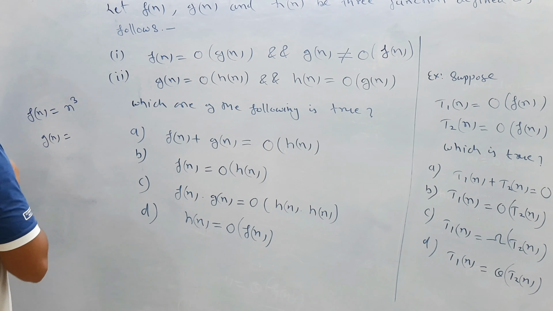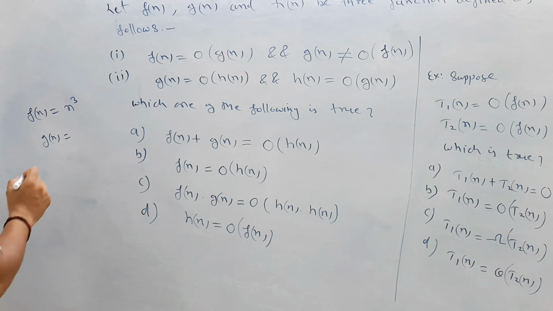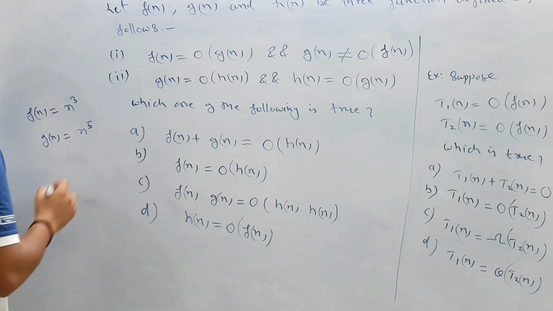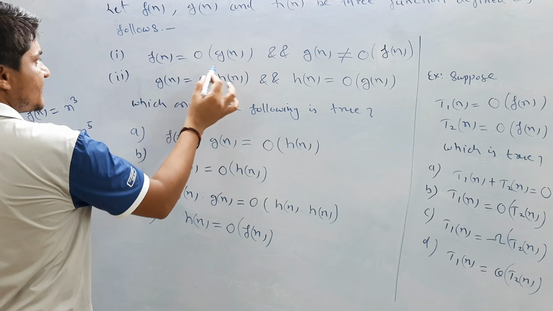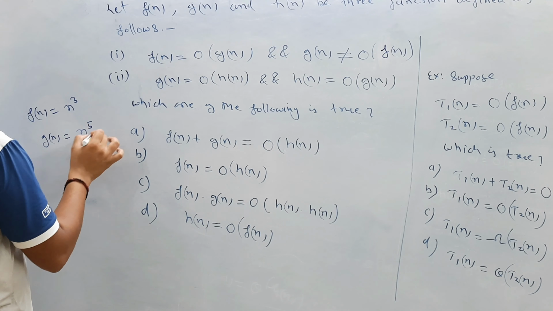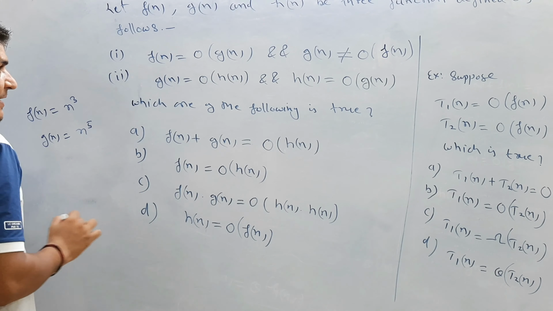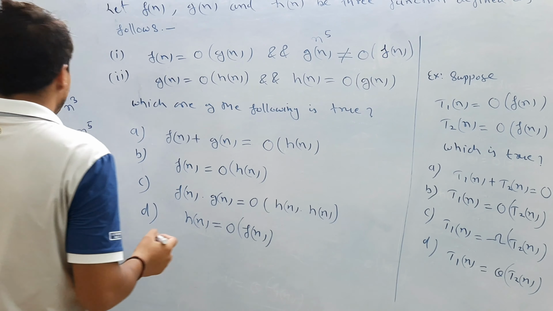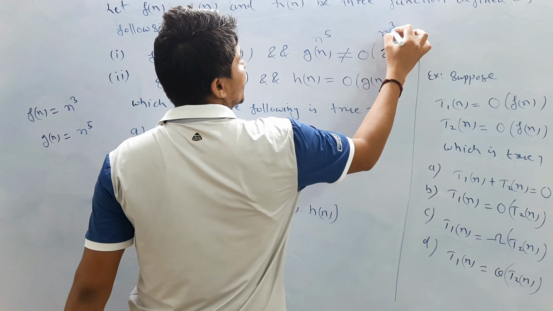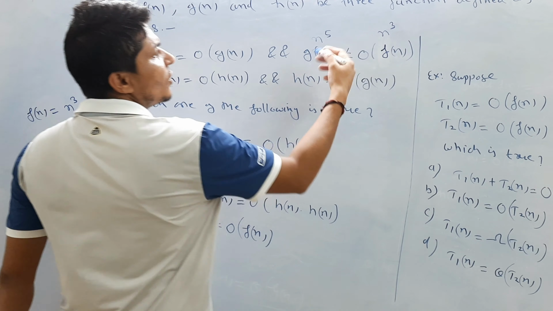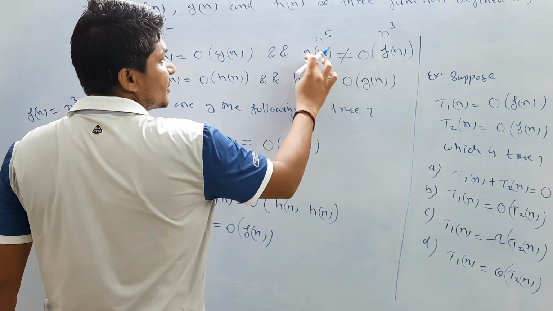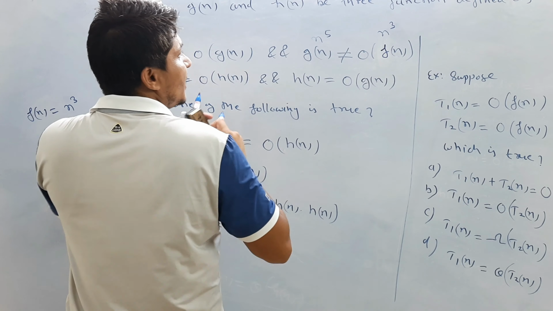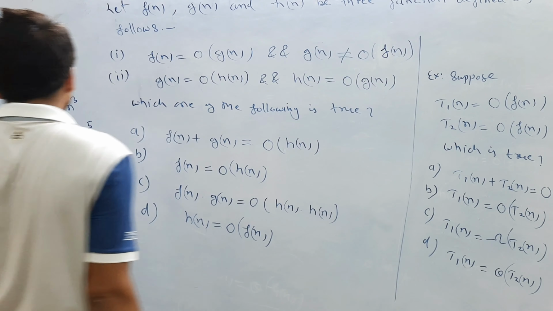So let me take another value. Let's say g of n is n raised to power 5. This condition is true in this case because this part is smaller and this part is greater. Now what about the other condition? g of n is n raised to power 5 and f of n is n cube. It is not true, because according to Big O notation this part should be smaller, but here it is greater. So we have assumed correct functions.